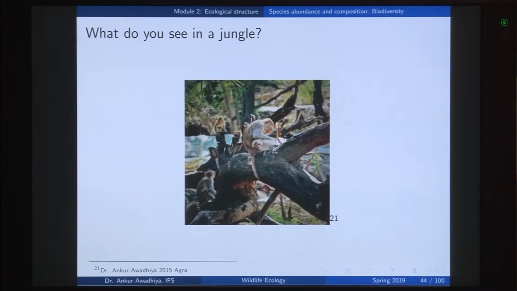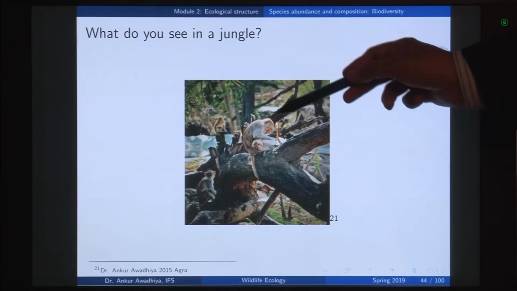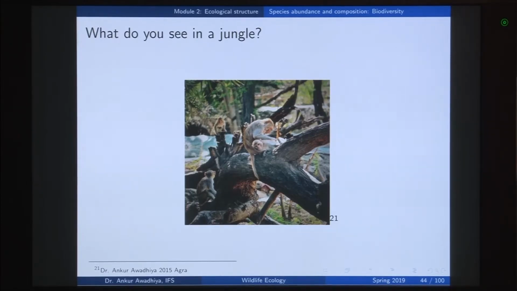We will also observe a number of population-level interactions amongst animals. In this case, we are observing a troop of monkeys that are doing allogrooming. Allogrooming is grooming of someone else. So, we will observe monkeys and their behaviors.